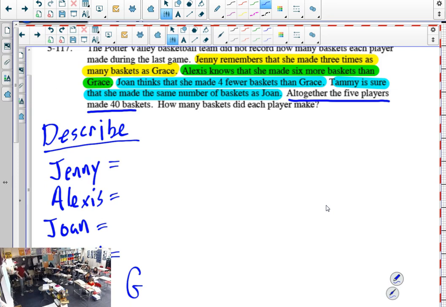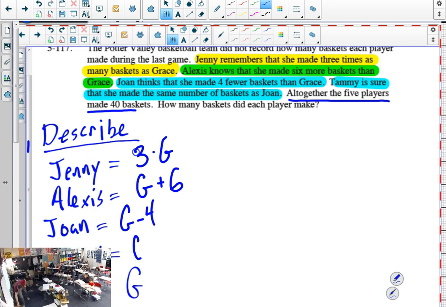So for Jenny, Mr. Cooper, what can I write for Jenny's score? 3 times Grace. Yeah, so 3 times the G. Allie, what would I write for Alexis's score? Yeah, and when we're talking about addition, it's better to put the variable first. But either way is right. It's just they like to see the variable first. Alan, what about Joan? G minus 4. G minus 4. What about Tammy? Go ahead, Alan. G minus 4. Same thing, because Tammy got the same thing.